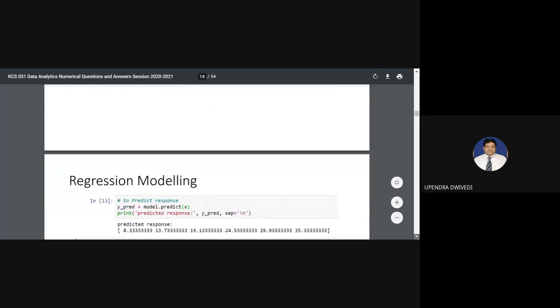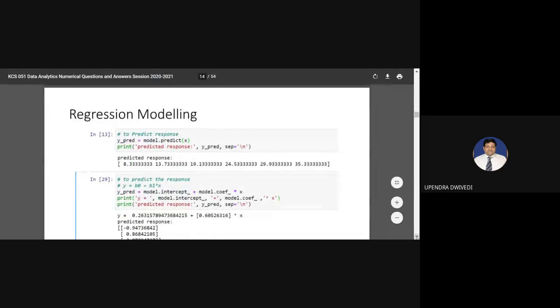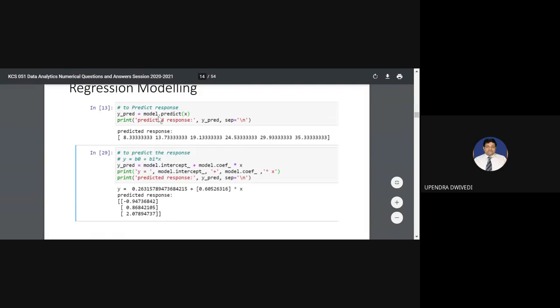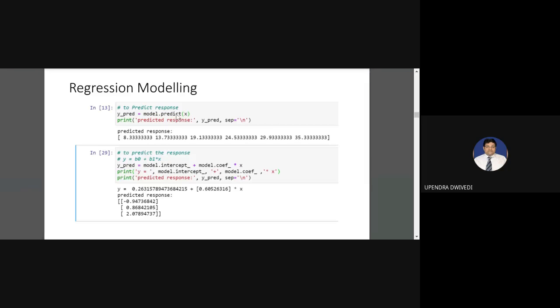Okay, so now we'll predict the response. You can take any value of x, and if you want to predict the response, you can write model dot predict of x. When you predict from the value of x, it will provide you a predicted value of y. So for a given equation, we take any value of x and we can predict the value of y. If I run this code, you will find these are the predicted responses compared to x and y.